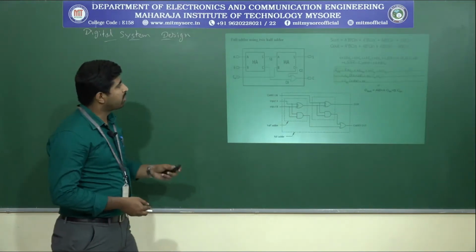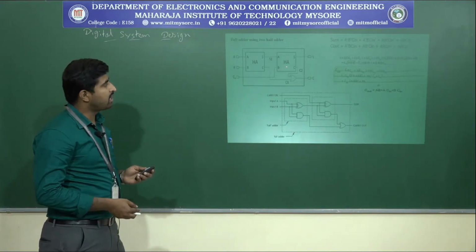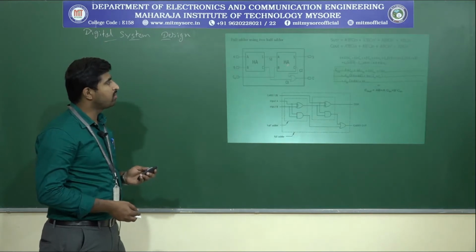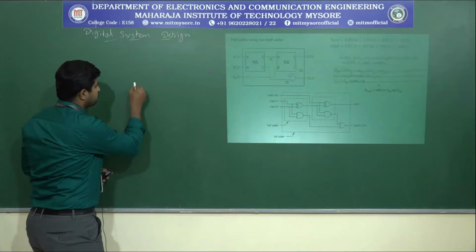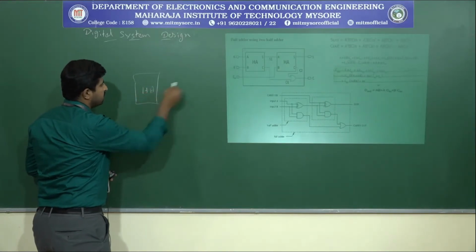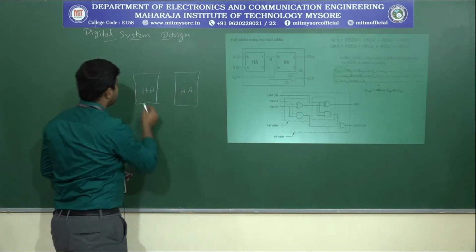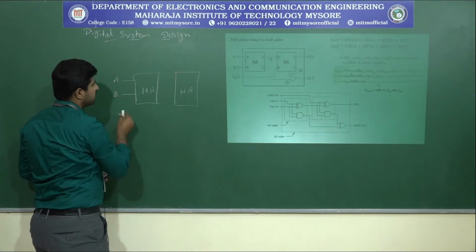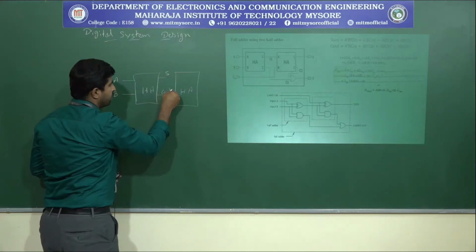The block diagram will look like this. We have one half adder here and another half adder, connected together to make one full adder. So this is the one half adder, and this is the other half adder. We know that a half adder accepts two inputs and produces the sum and the carry.